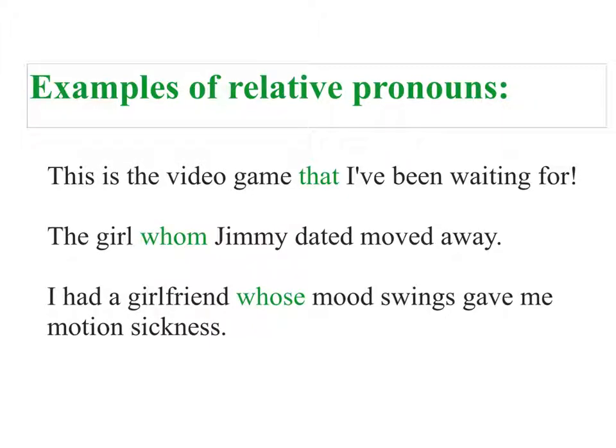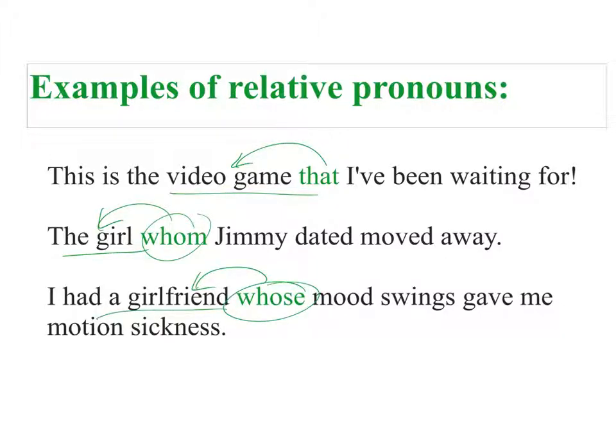"This is the video game that I've been waiting for." So it refers to the thing right before it. So the video game that I've been waiting for. "The girl whom Jimmy dated moved away." So whom refers to the girl. "I had a girlfriend whose mood swings gave me motion sickness." So whose is the relative pronoun and it refers back to the noun that comes right before it, girlfriend.